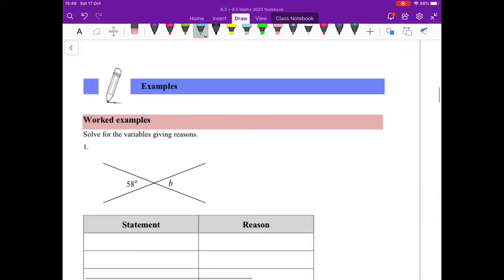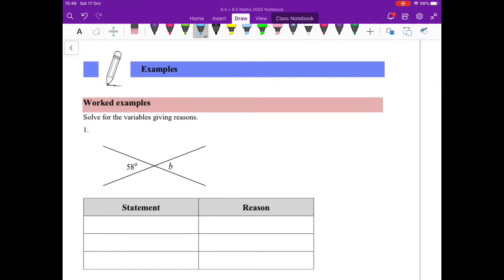Let's look at our first worked example. Again, ruler test. Make sure that these are straight lines intersecting each other. Describe your diagram. That's what we do in the statement. So I can see B here is equal to 58. Vertically opposite. You see this forms a V. So they are vertically opposite. So B equals 58 degrees.